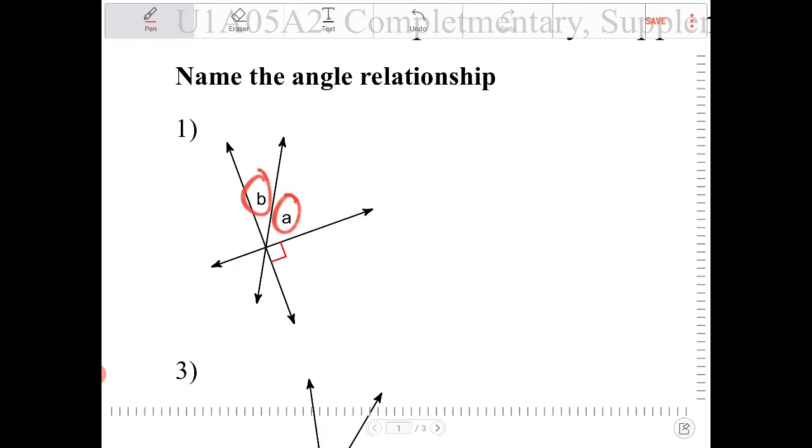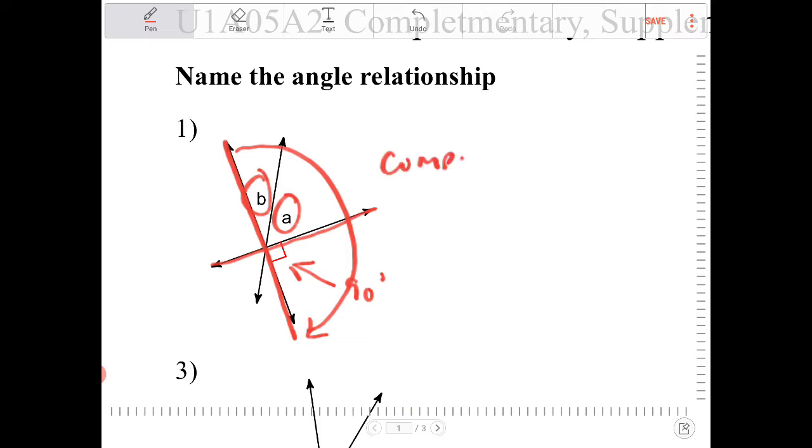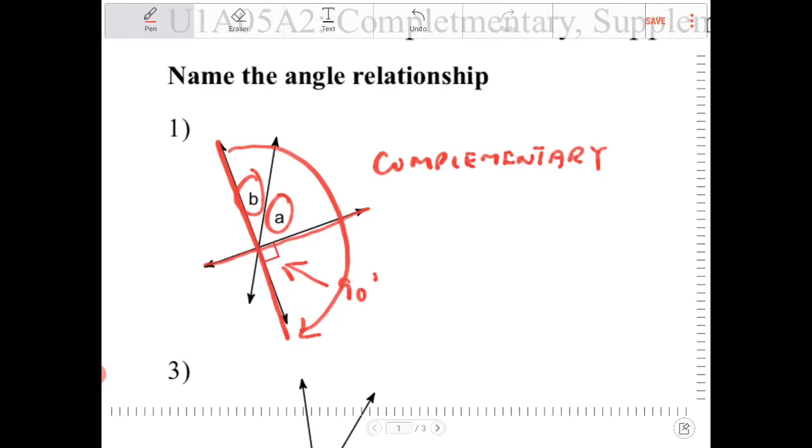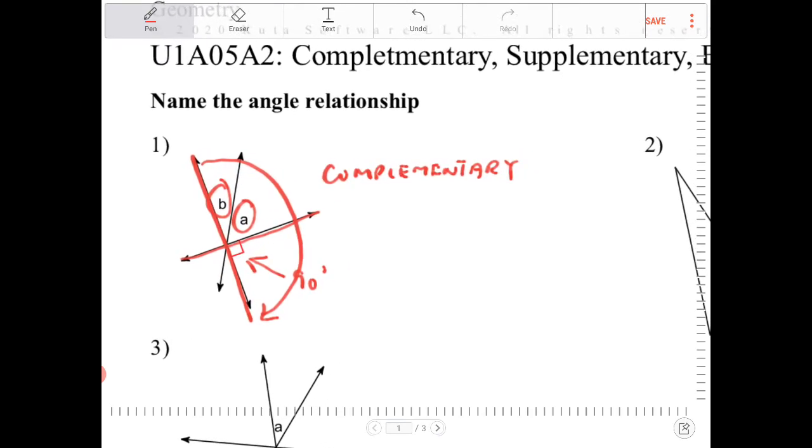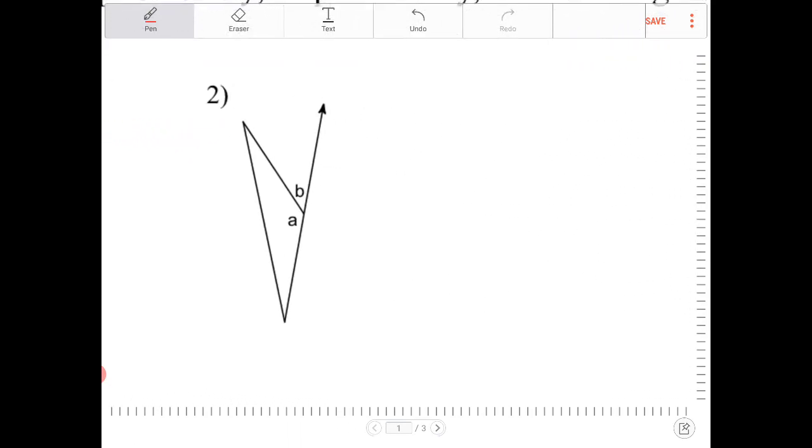Angle A and angle B, those 2 angles together look like they are next to this angle over here, which happens to be 90. So therefore all of this must equal 180, right? So angle A and B must be complementary, because half of 180 is 90, and A and B must add up to 90, so therefore A and B are complementary.